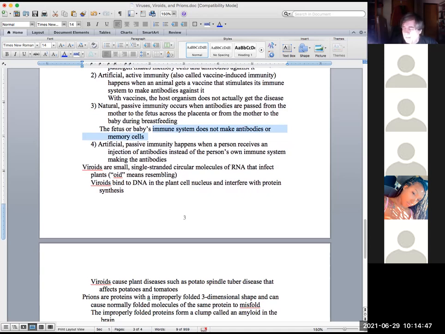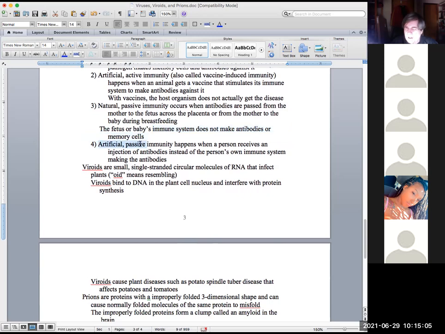Some of the memory cells that you make can last decades. It depends. Different illnesses stimulate memory cells. Sometimes the memory cells are stronger, sometimes they're weaker. Sometimes they only last a few years.